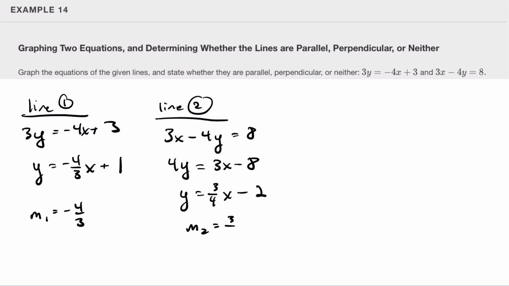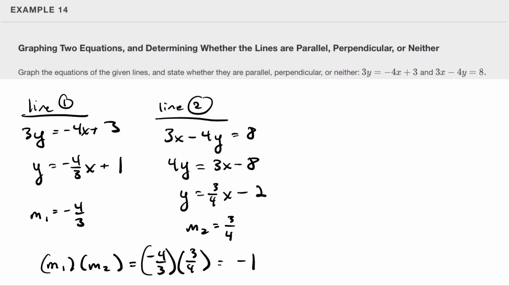It looks like they are negative reciprocals of each other. Notice that if we take the slope of line 1 times the slope of line 2, that's going to be negative 4 by 3 times 3 by 4. Notice that this equals negative 1. That means that these lines are perpendicular. So we could say line 1 is perpendicular to line 2. I'm just not going to graph it just because I'm being lazy. But the main thing is that we're saying that they're perpendicular.